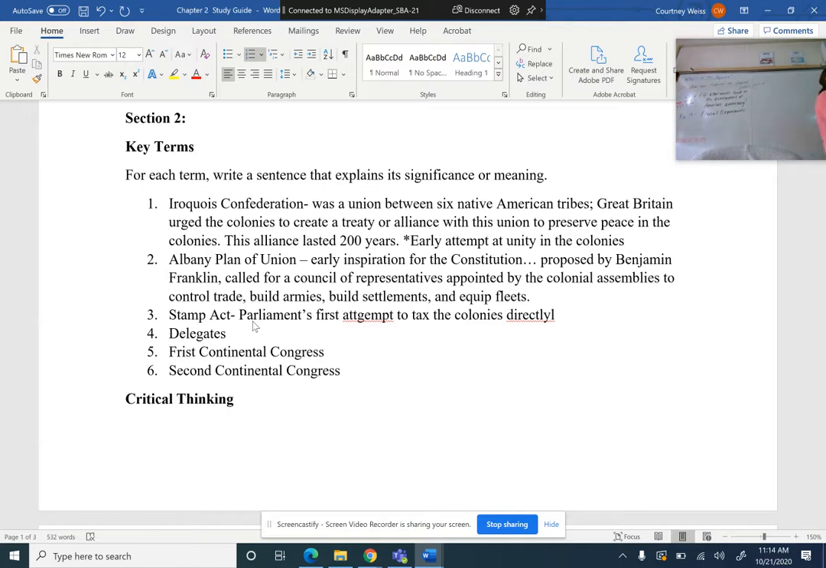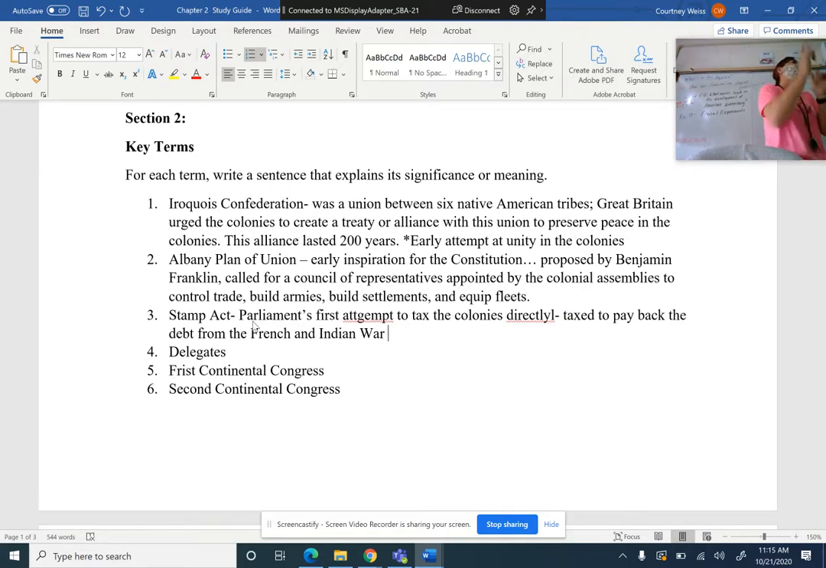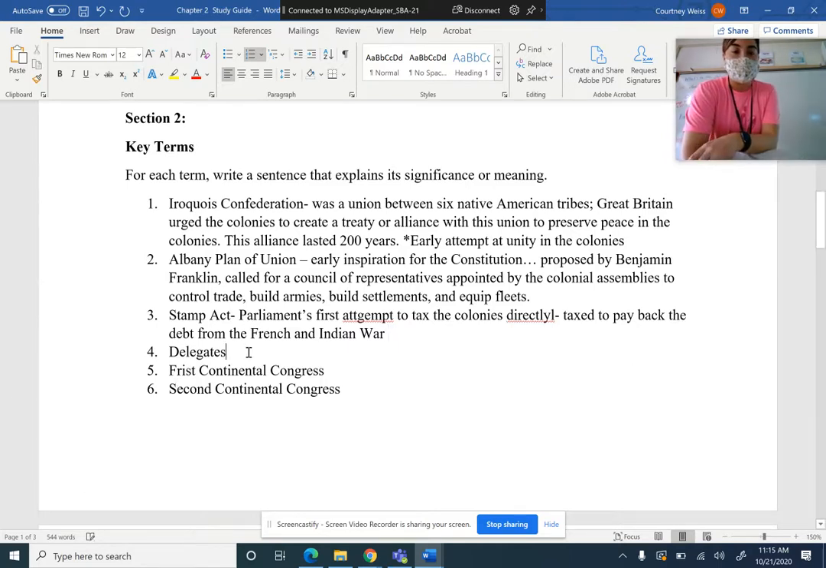Jackie. Excellent. Tax to pay back the debt from the French and Indian War. Who fought the French and Indian War? Britain, right? They're putting a tax on the colonies. The colonies are mad because Parliament, the elected group that is making the decisions, has nobody from the colonies serving in it, which means that they are taxing the colonies, even though the colonies have no, what? Representation in government. Excellent.